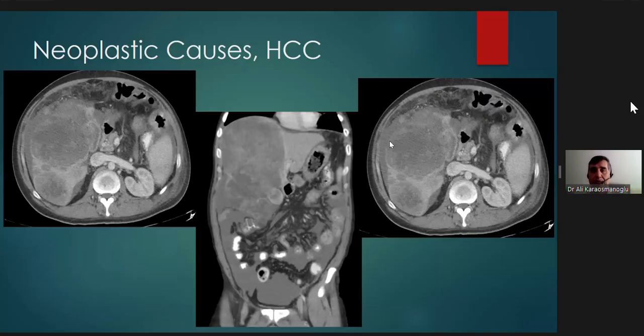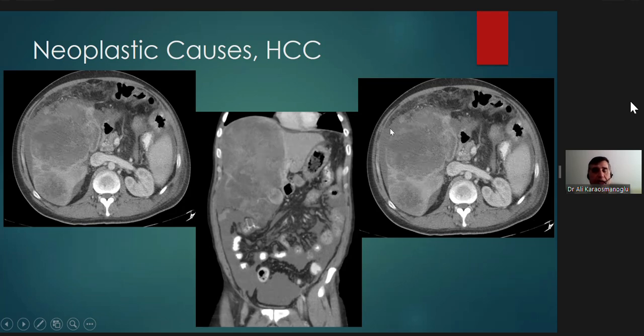So on the screen, you can see a large mass in the liver. This is the portal venous phase. You don't see the typical arterial enhancement here. There's a large lesion here, as you can all see, and there's perihepatic fluid here in the peritoneal cavity, and there's fat stranding in the adjacent preperitoneal fat planes as well. On the coronal images, you can see again the huge mass and fluid in both right and left paracolic gutters, as well as in the pelvis.